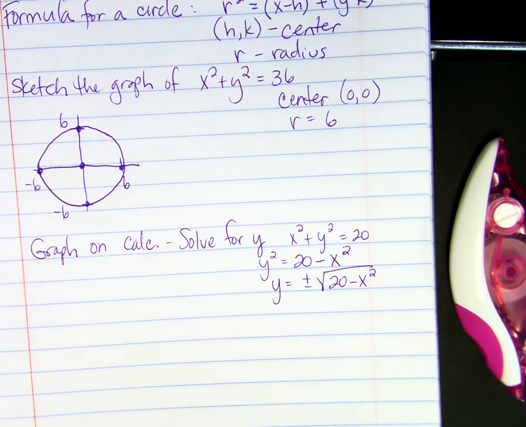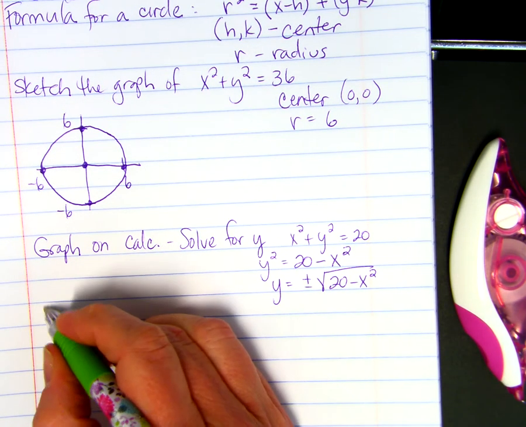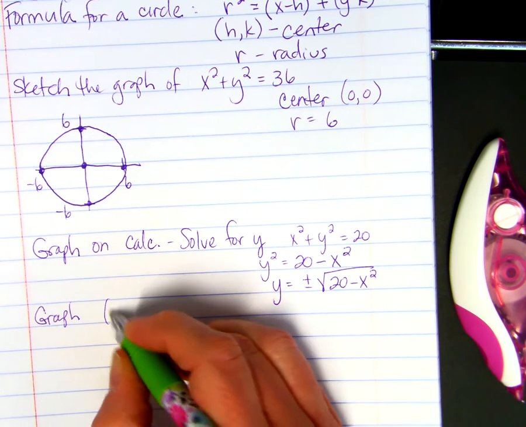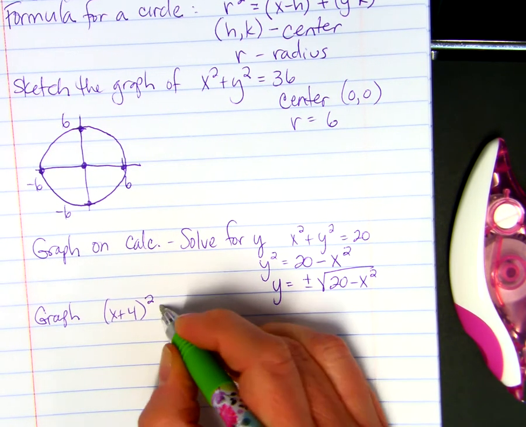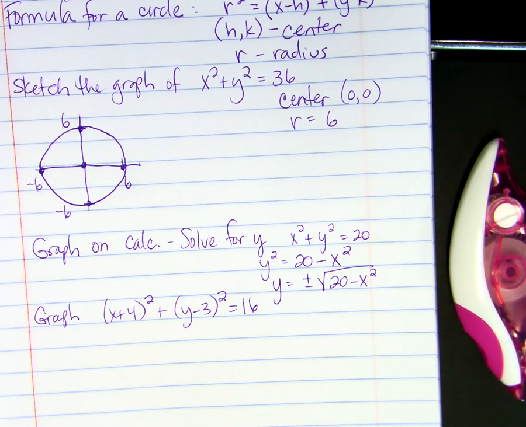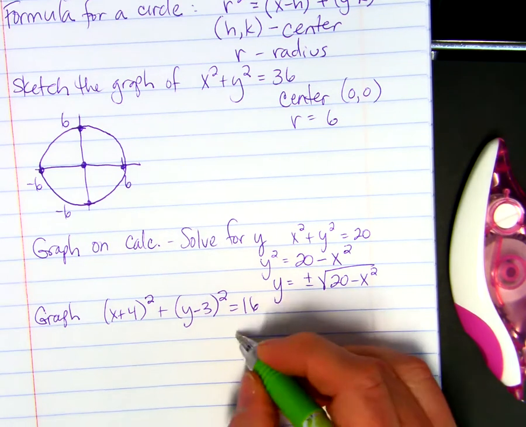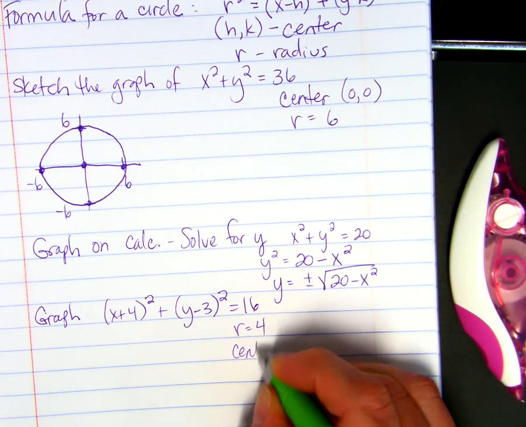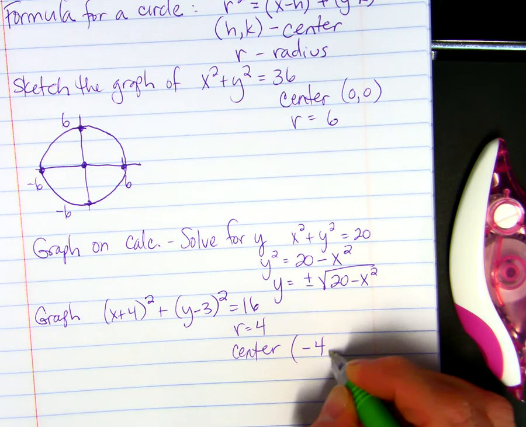Here's another example. Graph x plus 4 quantity squared plus y minus 3 quantity squared equals 16. So we know the radius is 4. My calculator connects it. No. So the radius equals 4. The center is at negative 4, 3.